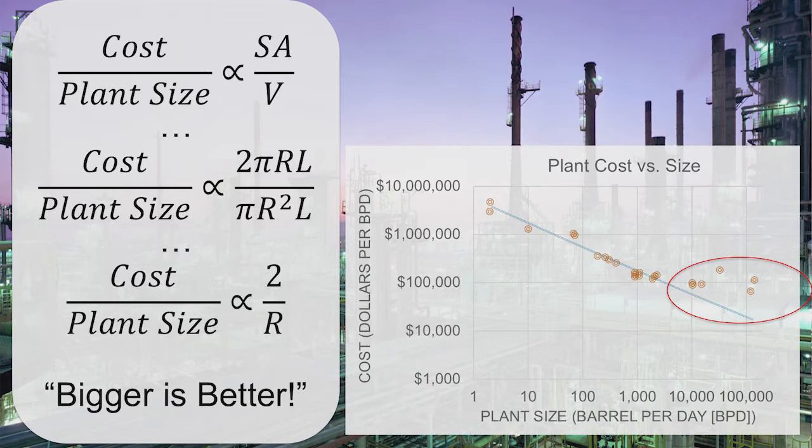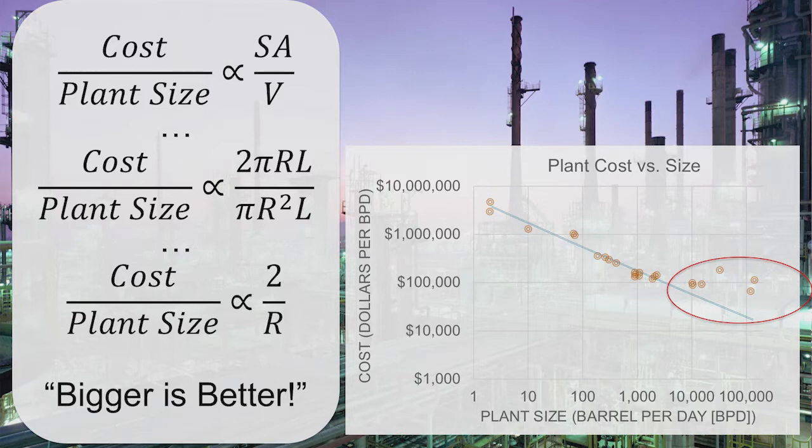This largely gives us scaling, which is the surface area, which is the cost, over the volume, the total amount of material, how much we can put through the chemical reactor. If we do a little bit of geometry, we quickly find that the cost over the plant size scales as 1 over the characteristic length, or the radius of the reactor. So therefore, it gives us the so-called immutable law of bigger is always better.